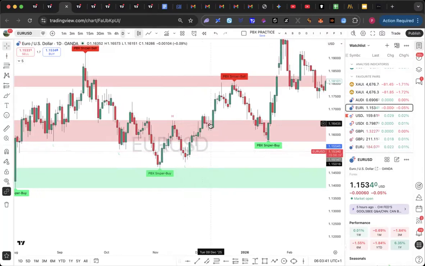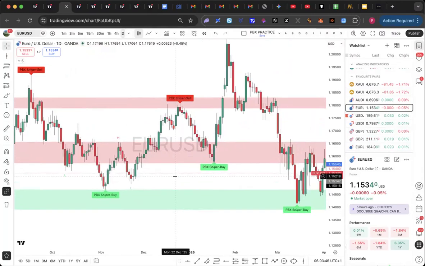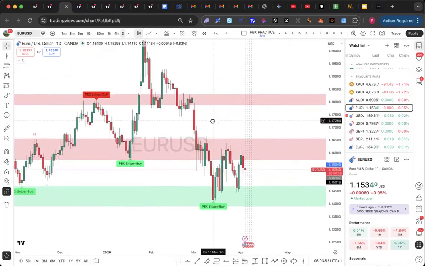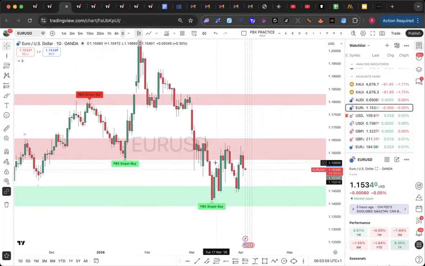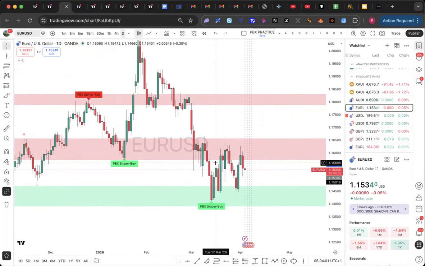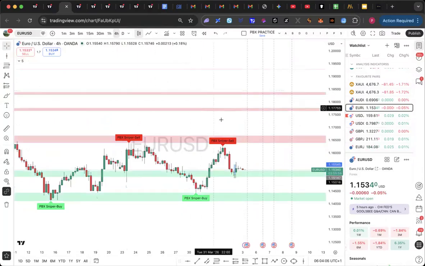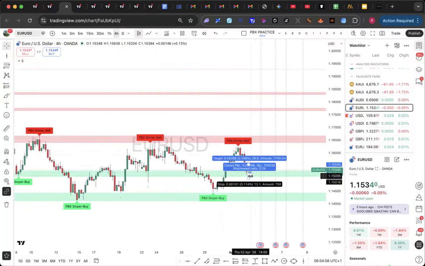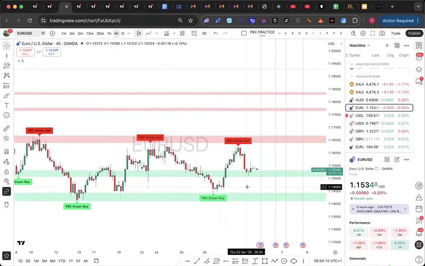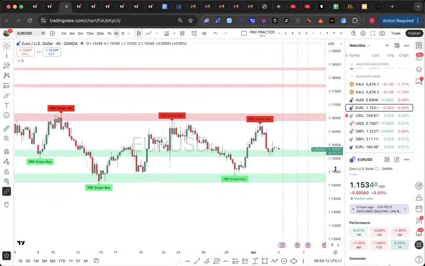Then another entry. See, I want you to settle down and make money from this space. This channel we have fits all types of traders. You are a swing trader, you are an intraday trader, you are a day trader, you are a scalper. You can use it on any time frame. But 4 hours is the best for intraday traders, day traders. So 4 hours and 1 hour.